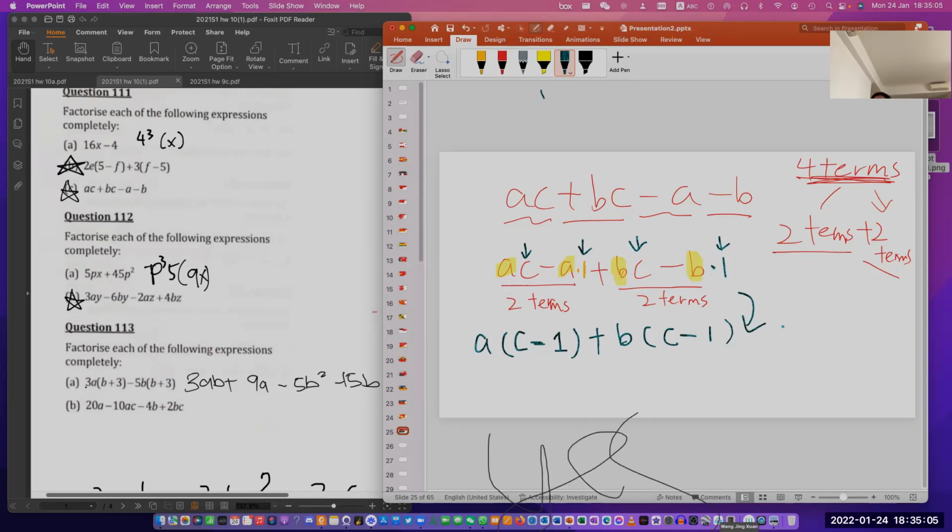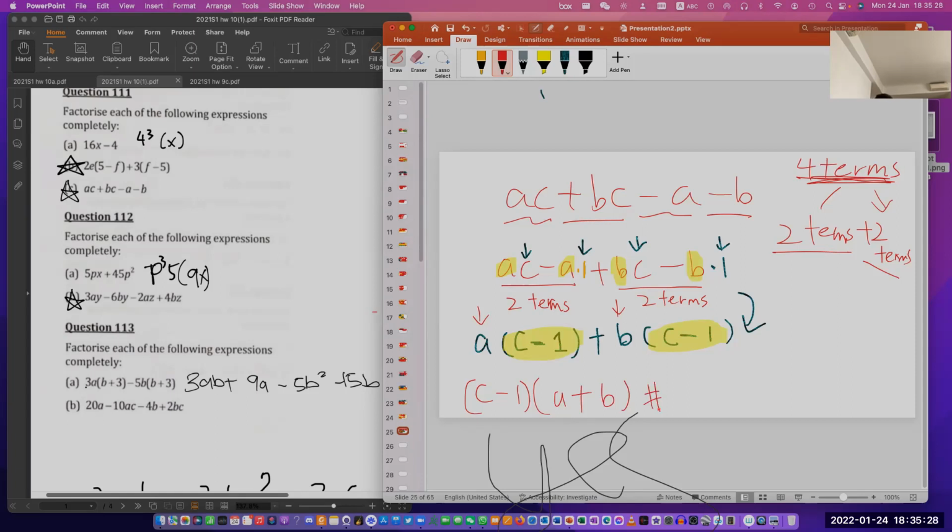Okay, good. So the next step is, can you see that they have a common factor? C minus 1. So take out C minus 1 with a bracket. Your A is left, B is left, split by a plus. So A is left plus B. So this is the final answer.